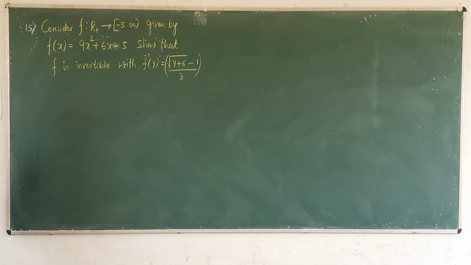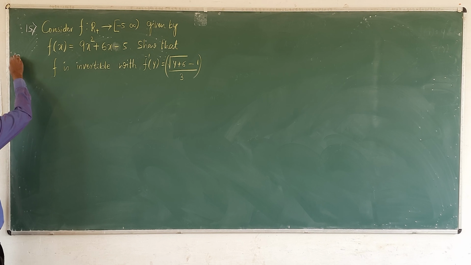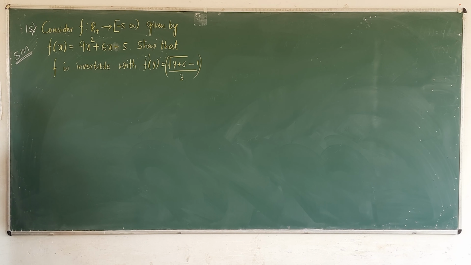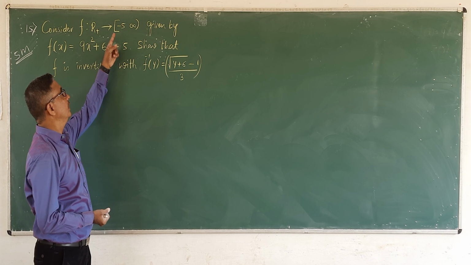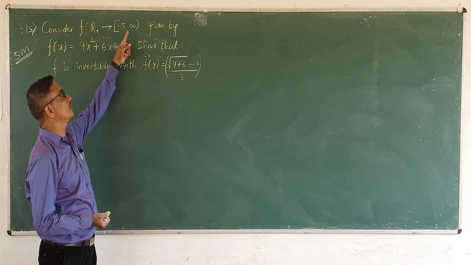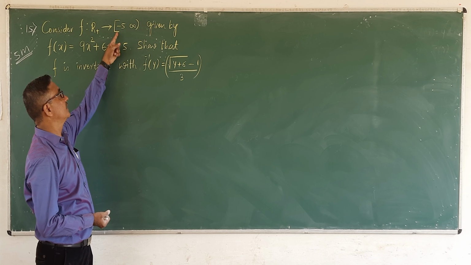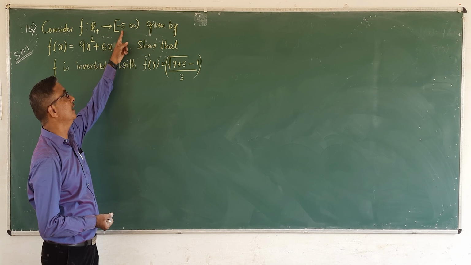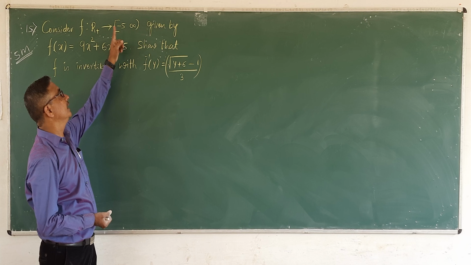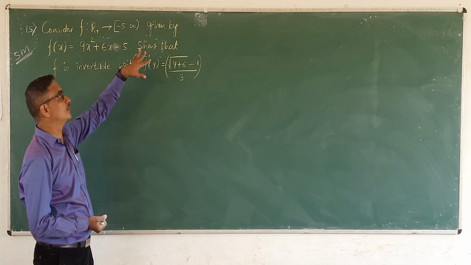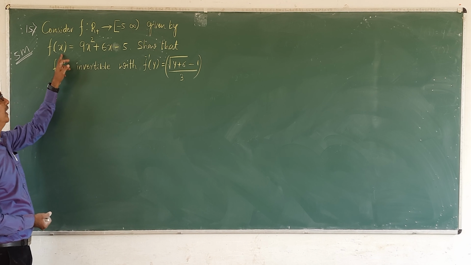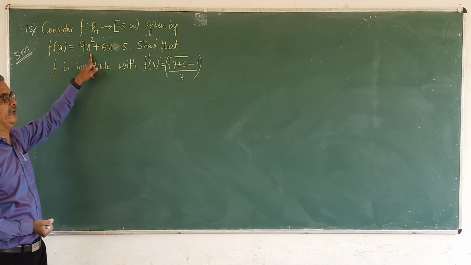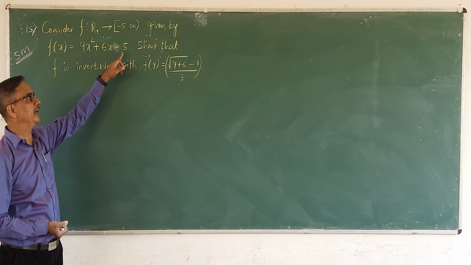Here, students. Next problem. Problem number 15. Again, very important problem, 5 mark. Consider the function f from R to the semi-closed interval minus 5 comma infinity. Semi-closed, one side closed, another one is open. That is known as semi-closed interval. Minus 5 comma infinity means including minus 5, more than minus 5. Then f of x is defined by f of x equal to 9x square plus 6x minus 5.